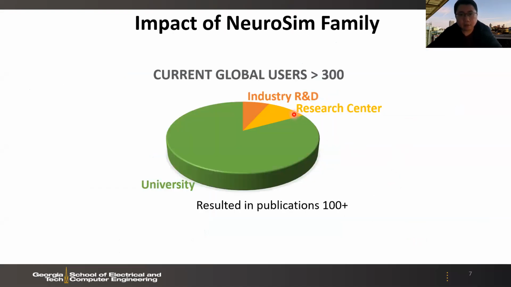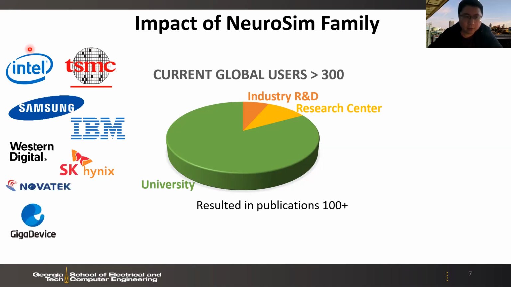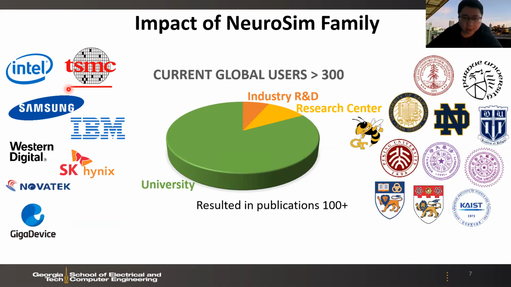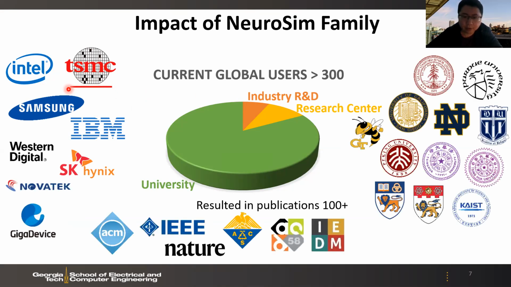And recently we did some statistics of NeuroSim, and currently we have more than 300 users. Recently more than 400 users. Mostly they come from universities, but some of them are from industry and research institutes as well, resulting in more than 100 publications. And some of the industry researchers who have used NeuroSim are listed here. And actually we supported some of the industry researchers to deploy NeuroSim in their internal research. And some publications resulted from different institutions and appeared in different conferences or journals.